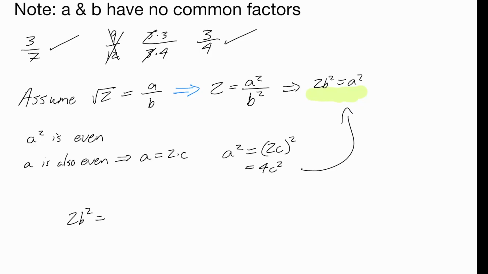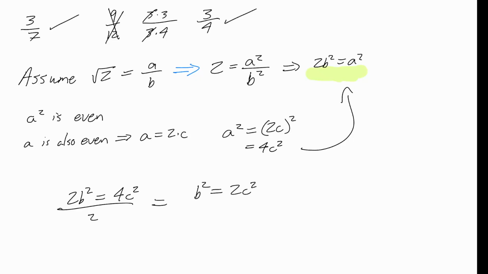Great, fantastic. So if we just plug this in up here, we're going to get that 2b squared equals 4c squared. Well, let's divide both sides by 2, and what we're going to get is that b squared equals 2c squared. Well, this is great because this tells us now that b squared is an even number. And what that means is that if b squared is even, then b is also even. Let's say b equals 2 times d, right?